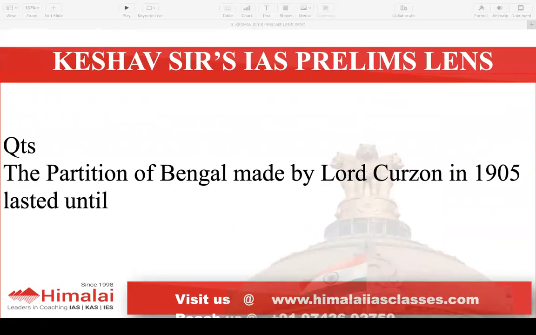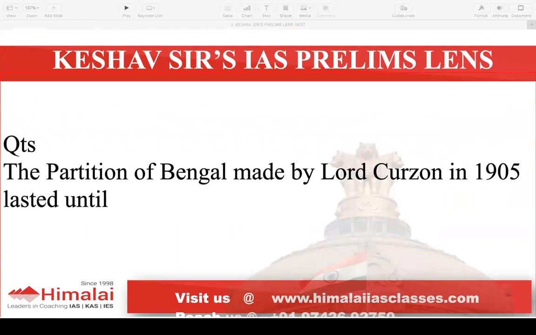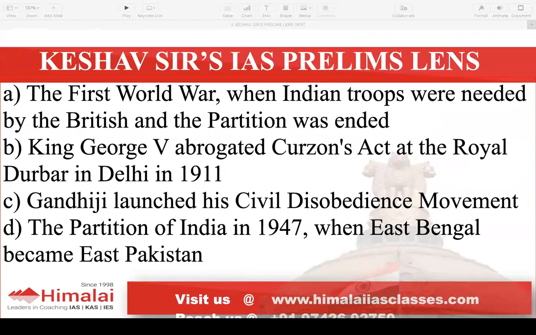Next question. The partition of Bengal made by Lord Curzon in 1905 lasted until A, the First World War, when Indian troops were needed by the British and the partition was ended. B, King George V abrogated Curzon's Act at the Royal Durbar in Delhi in 1911. C, Gandhiji launched a civil disobedience movement. D, the partition of India in 1947, when East Bengal became East Pakistan.